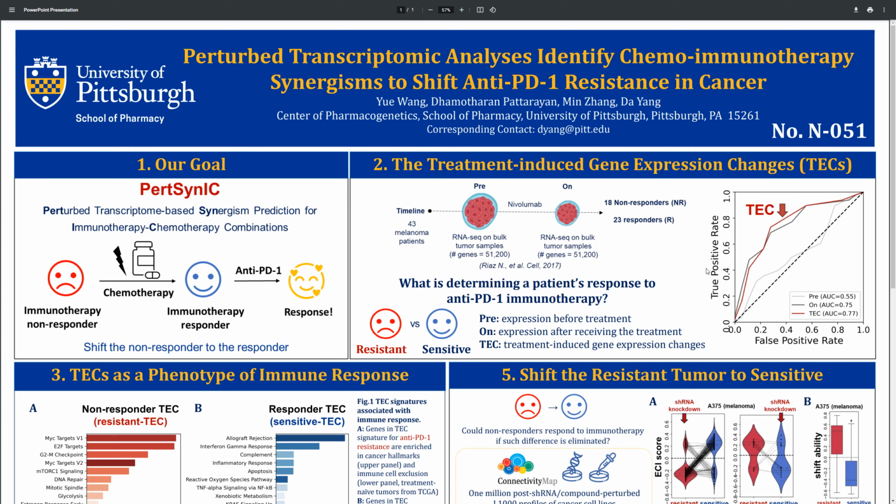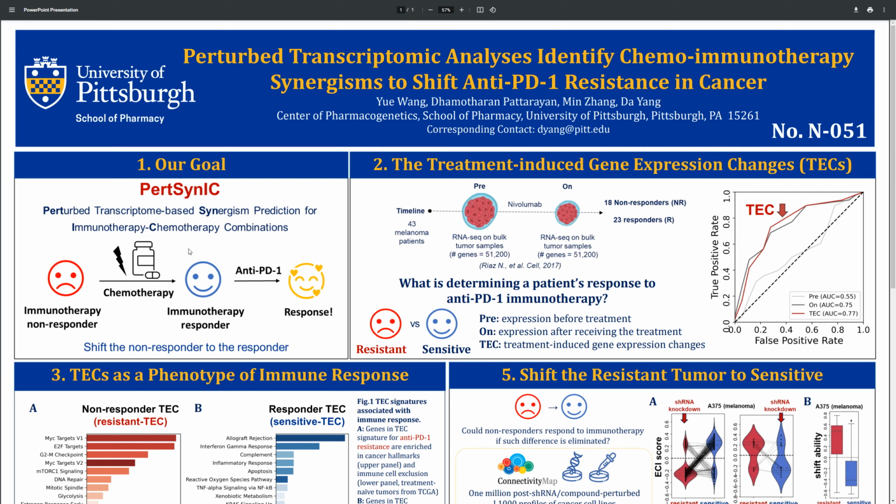You might be familiar with immunotherapy and have heard of its great performance in treating cancer patients. However, a major problem of immunotherapy is that only a small group of patients can respond to it, and what we are doing now is trying to make more patients benefit from immunotherapy.